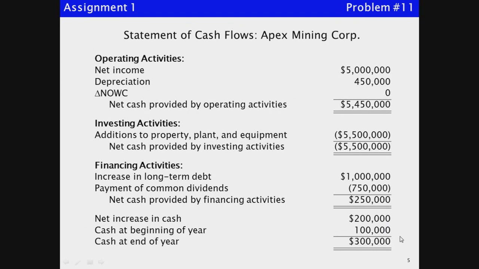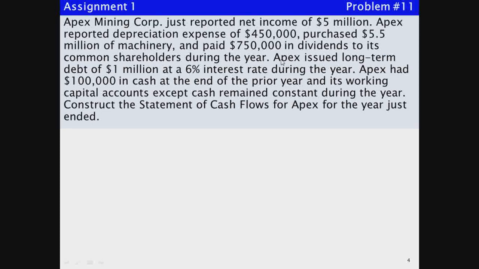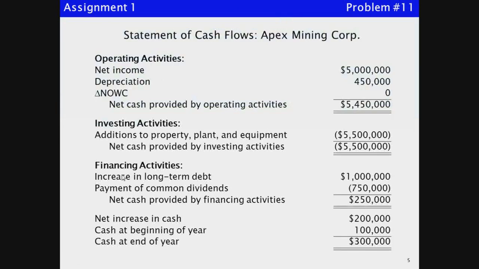Now I'd like to just raise one question, and that is, what about the interest expense? We were told here that they issued long-term bonds debt of $1 million, 6% interest rate. You would assume they paid $60,000 in interest, but you'll notice I didn't include that. Interest expense is not a financing activity. So some would say, okay, doesn't it go up here in the operating activities? The answer is yes and no.